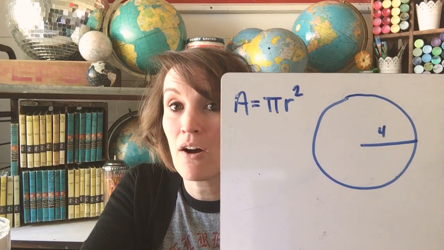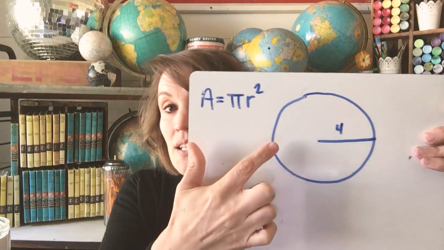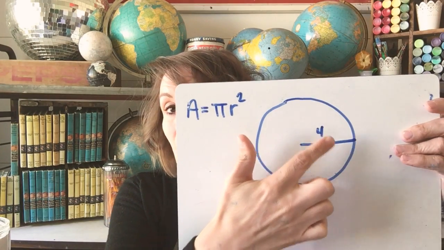Now, to find the circumference of a circle, we had two possible formulas. We could use circumference equals 2 pi r or circumference equals pi d. For area, there's only one formula you can use, and that formula is area is equal to pi times your radius squared, or pi r squared. So let's look at this circle. It has a radius of 4, and we're going to find the area of this.